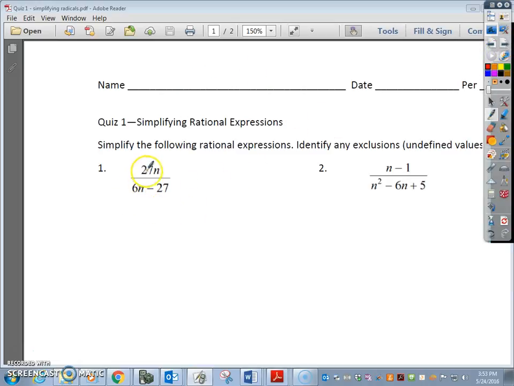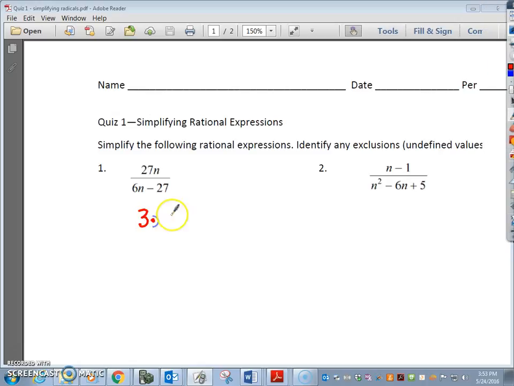Number 1 says 27n over 6n minus 27. So first, we have to look at the factors to see if anything cancels out. Can we break down 27n into its factors? We can break it down into 3 times 9n, right? That's 27n. 3 times 9 is 27.